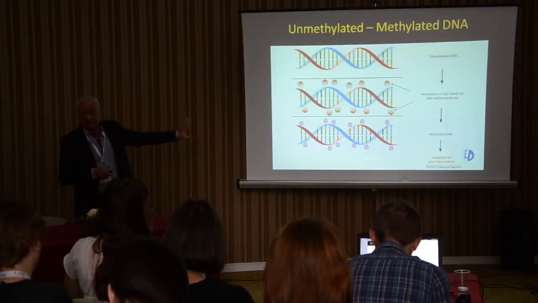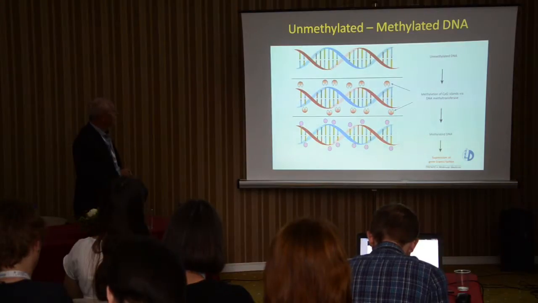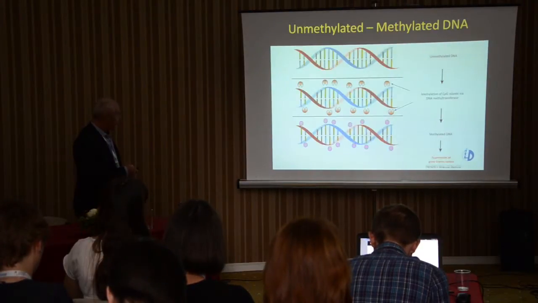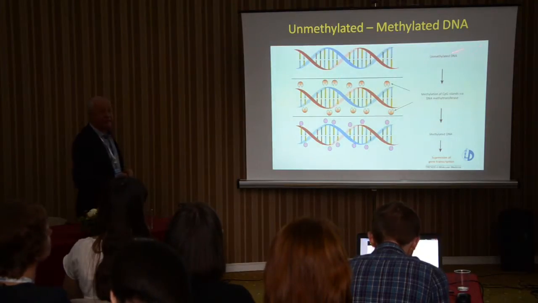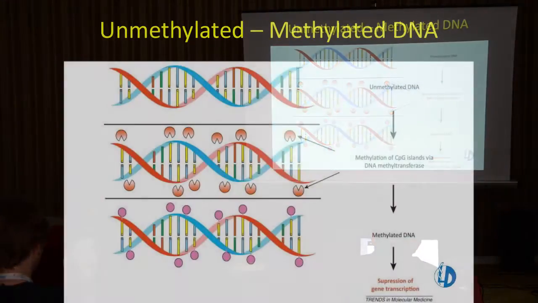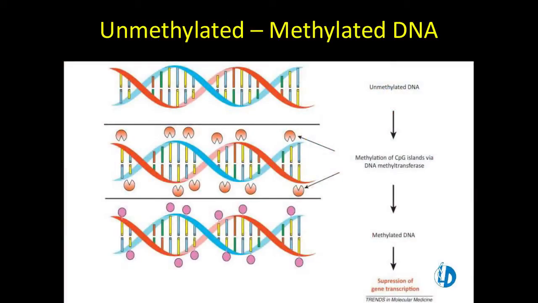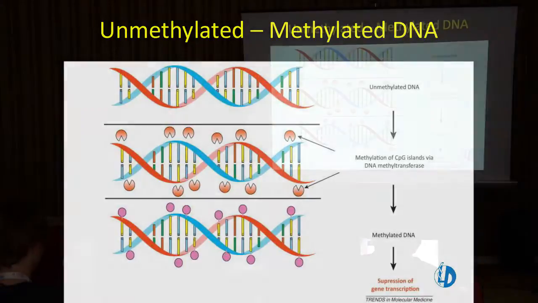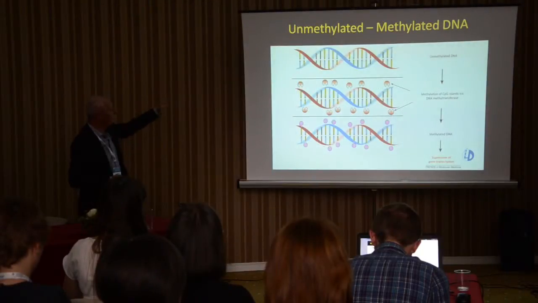Now, the last, on the methylation. This is the DNA, with unmethylated DNA, and there is an enzyme, its name is DNA methyltransferase, that comes here and puts the methyl radical on the DNA chain. This is a very important stage during the maturation of the sperm.